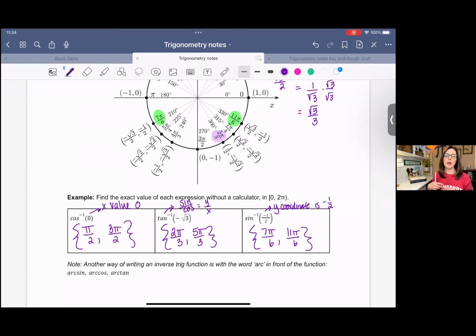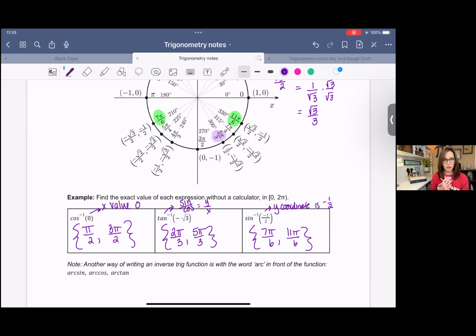Again, I would get very familiar with the unit circle if you're not already, so that you can do that a lot faster. Knowing where the functions are positive and negative, using that All Students Take Calculus memory device, and being familiar with all the angles, this will be much faster.